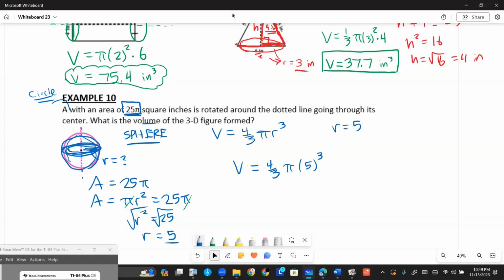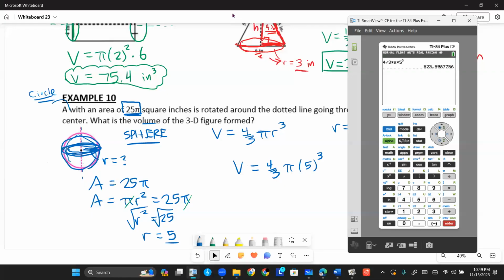Throw that in your calculator, and you will get 523.598. So I'm going to round that up to 523.6. So my volume is about 523.6, and my units here are in inches. So since it's volume, it's going to be cubic inches, or inches cubed.